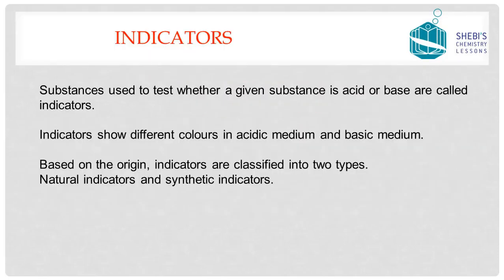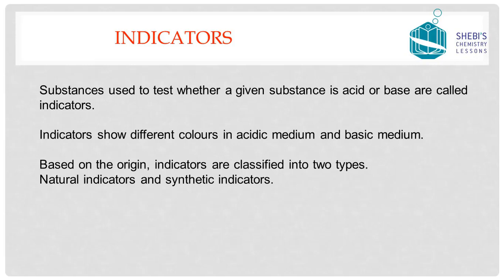Okay, so here suppose you are provided with an acid and also a base in two different test tubes. We know that acids and bases are colorless solutions, right? Suppose your teacher or someone else is asking you to identify which one is acid and which one is base. So we need to test that one using a different substance, right? Such a substance which is used to test whether a given substance is acid or base is called an indicator.